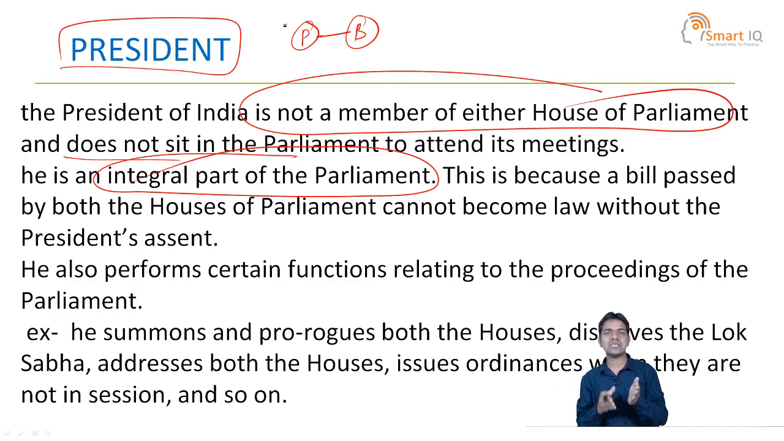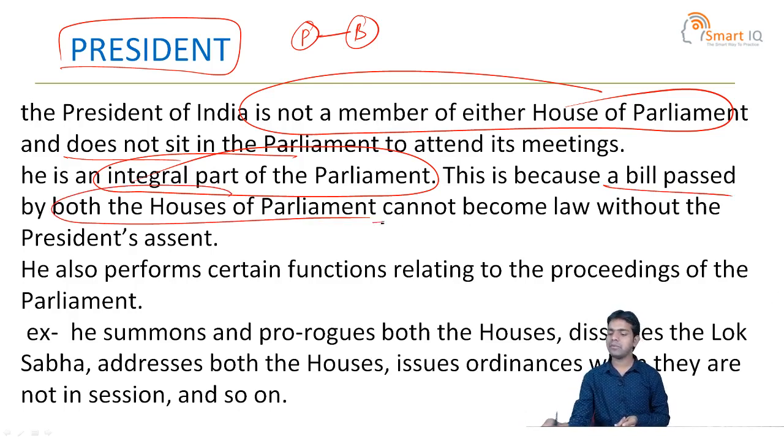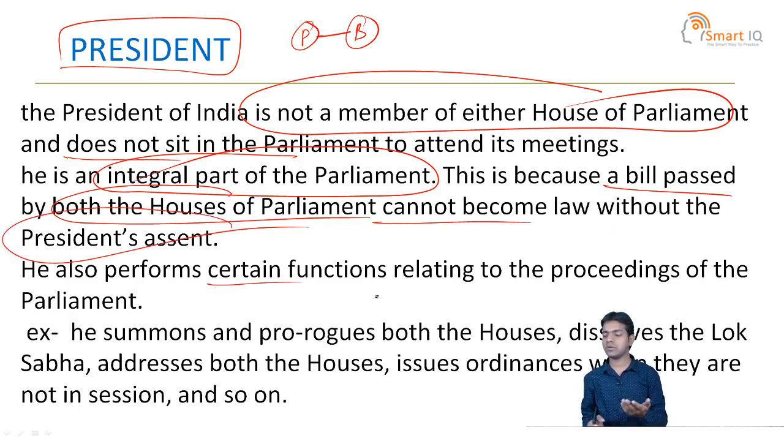Also, he does not sit in any meetings or sessions of the Parliament of India, but he is still an integral part of the Parliament. That's because a bill passed by both houses of the Parliament cannot become a law without the assent of the President. He also performs certain functions relating to the Parliament. Okay, what are the functions?